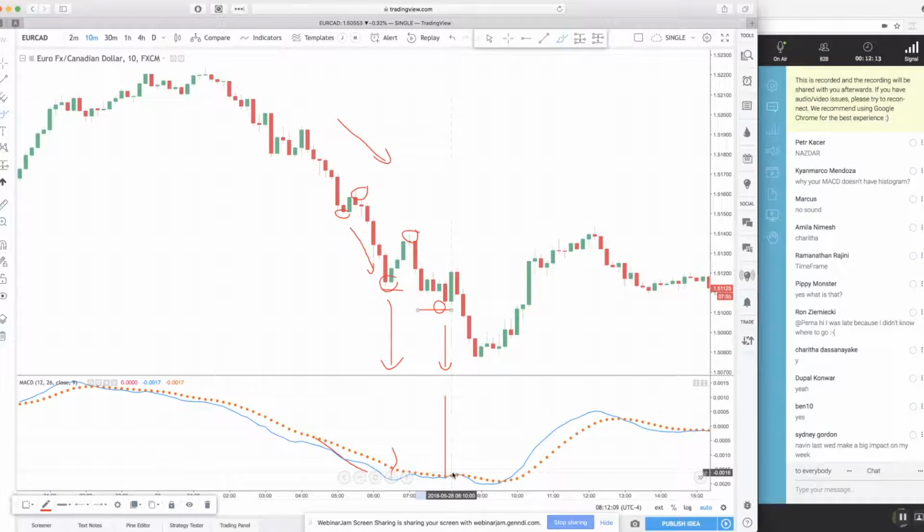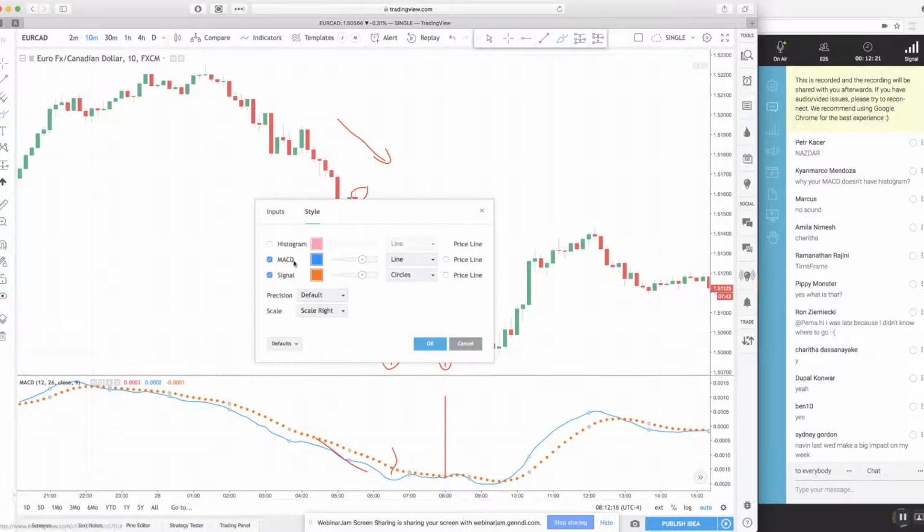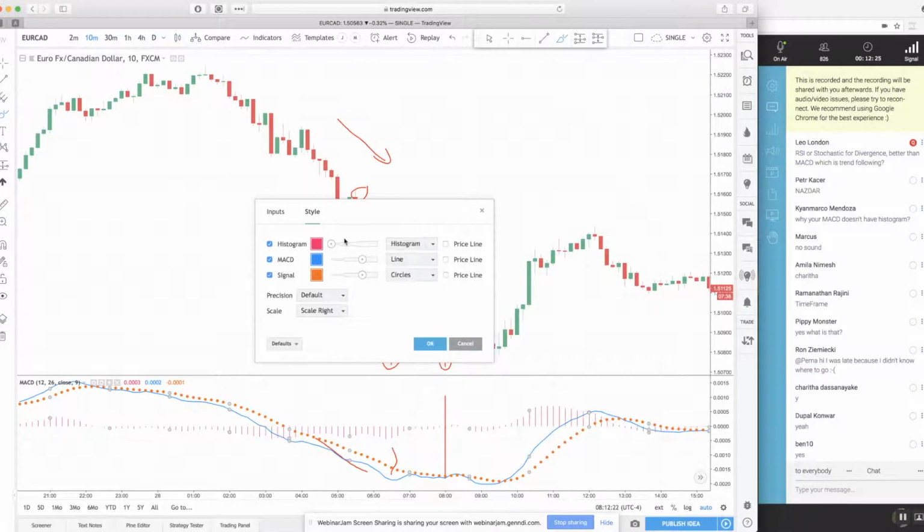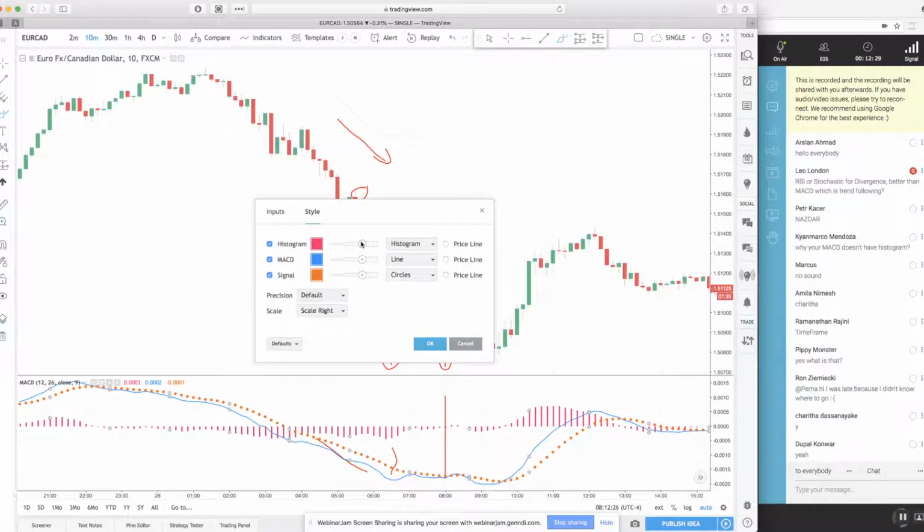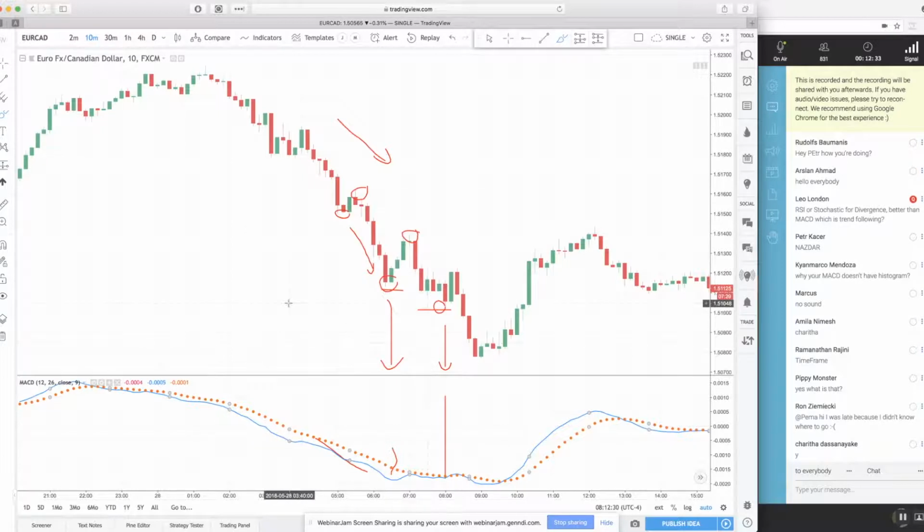For those of you who are asking why your MACD doesn't have a histogram, I don't use the histogram, I turn it off. For those of you wondering what a histogram is, it's this thing, it looks like that. I don't need it, so I turn it off like that.